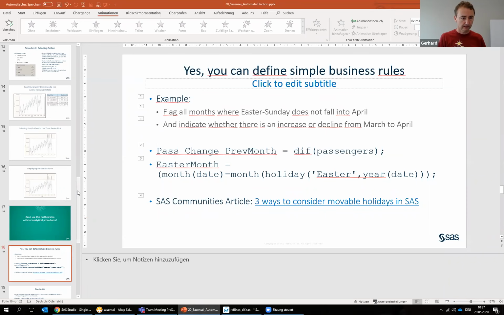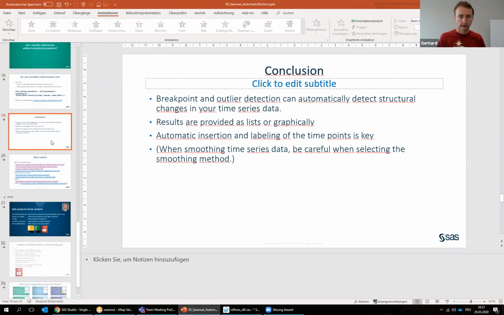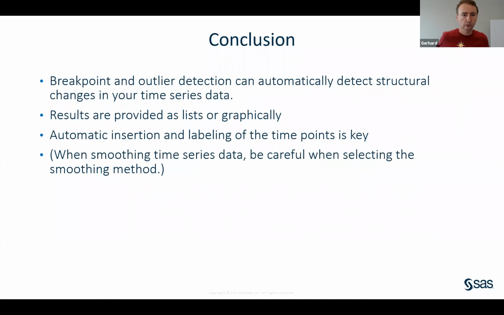Having said that, we are already at the end, and my conclusion is that it's very convenient with SAS procedures to automatically detect the structural changes. The results can be provided in lists or graphically, and very important, it only makes sense if you can automatically insert and label this data, because if you always have to do it manually, this will not be an easy thing. This is what I wanted to show you here.